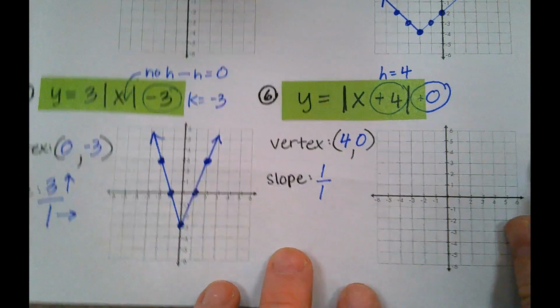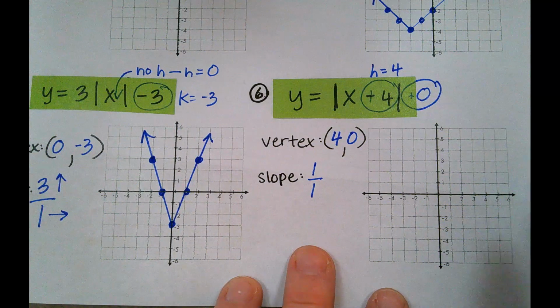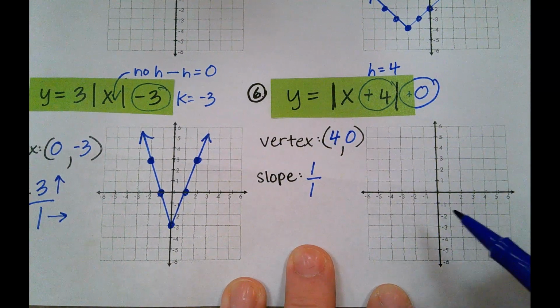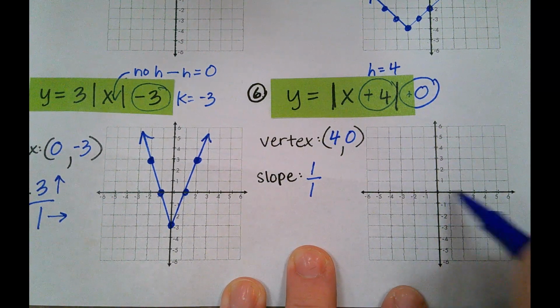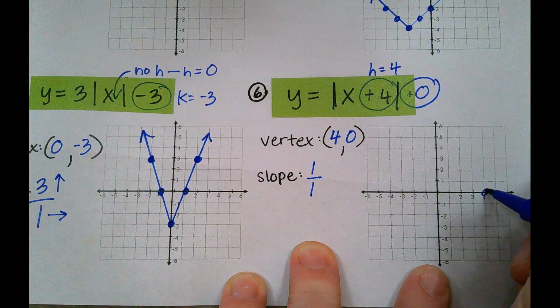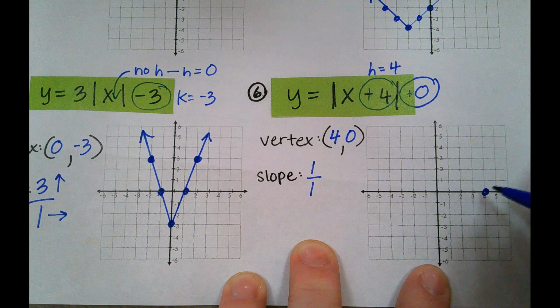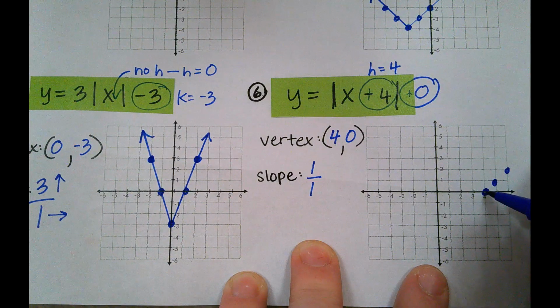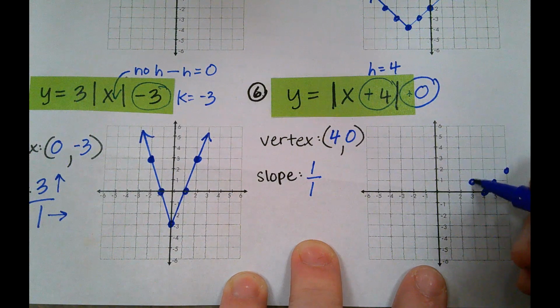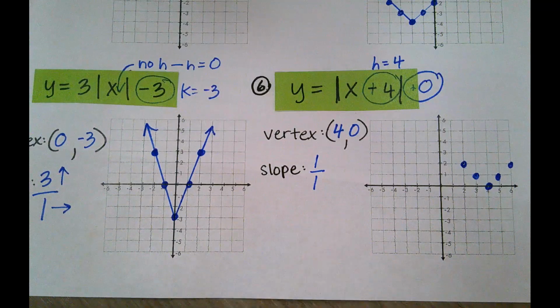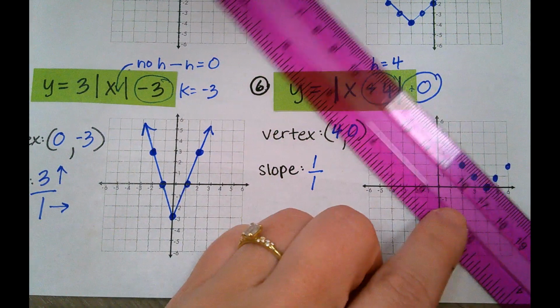Okay, so going to our graph, where's my vertex? Vertex would be on 4, basically just on the 4 on the x-axis. Perfect. For the slope, you just go up 1 over 1 on both sides. Up 1 over 1, up 1 over 1, back to the vertex, other way, up 1 over 1, up 1 over 1. And we connect our points. There's our graph.